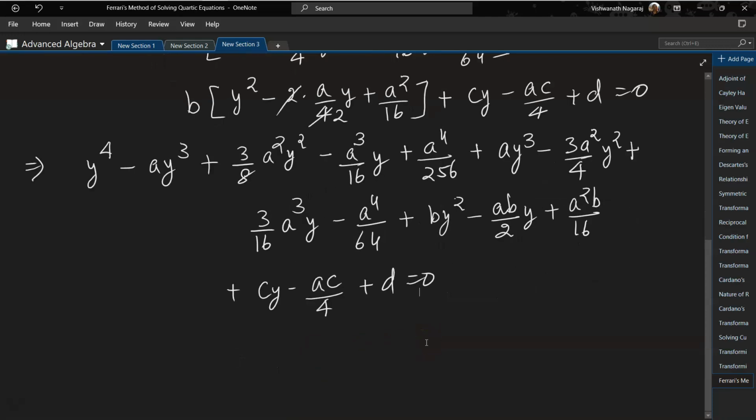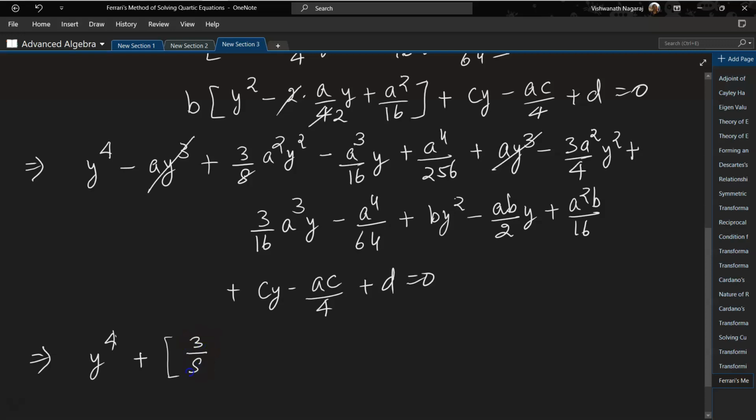So we have expanded it. Now let's see what's happening here. A y cube, they cancel out. That means our cubic term is gone now. We are left with y to the power of 4 plus. Now what we'll do is group them together. So y to the power of 4, y cube is gone. So we have to group now y square.